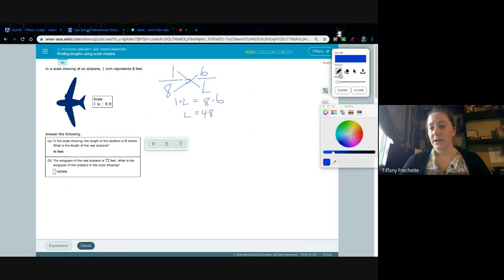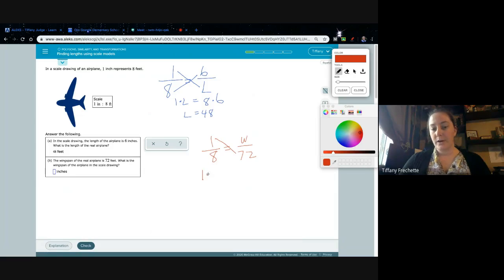The second one says the wingspan of the real airplane is 72. So remember, we have to go back to this 1/8 because that's our scale. And they're telling us that the real airplane has a wingspan of 72. So we know it's real. Real goes on the bottom. What is the wingspan of the airplane in the scale drawing? We'll go with W for wingspan.